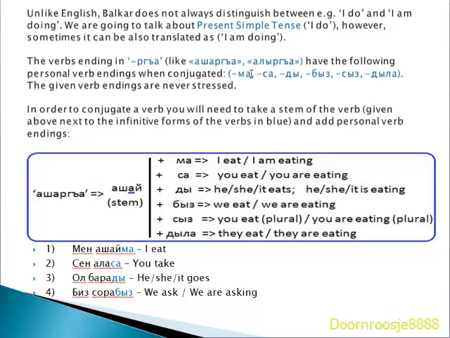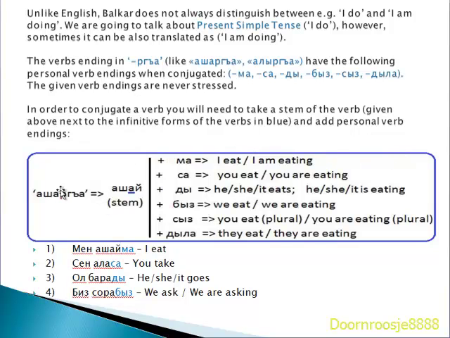These ones: ma, sa, d, bız, siz, dila. So the given verb endings are never stressed. In order to conjugate a verb, you will need to take a stem of the verb given above next to the infinitive forms of the verb in blue, like on the previous page, and add personal verb endings.